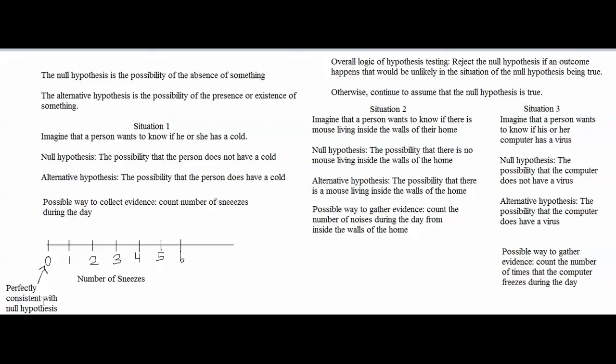It perfectly lines up with the idea that I don't have a cold, meaning it's perfectly consistent with the null hypothesis. But outcomes further and further above 0 show more evidence against the null hypothesis, meaning outcomes further above 0 give me more and more reason to think that the null hypothesis is wrong and that I do have a cold.